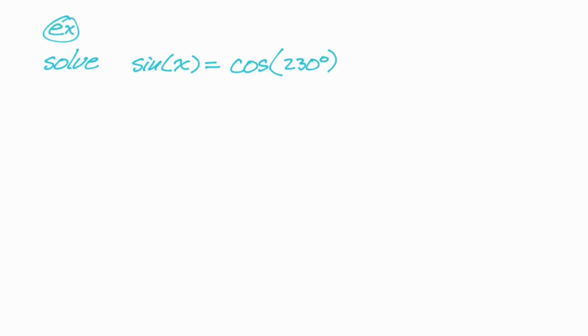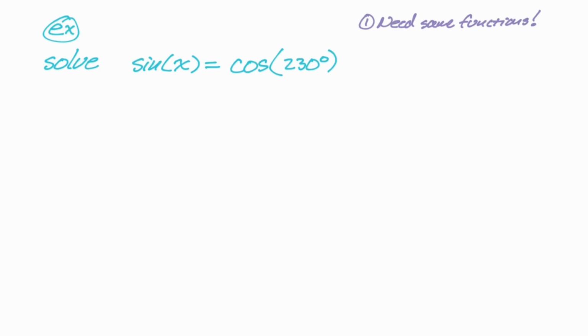All right, so step one: when you look at this, if you don't have the exact same trig function on the left and right hand side of your equation, you're going to struggle to solve it. So we need the same function. To do that, we are going to convert cosine of 230 degrees somehow into sine of something.